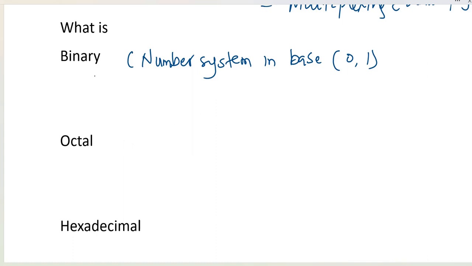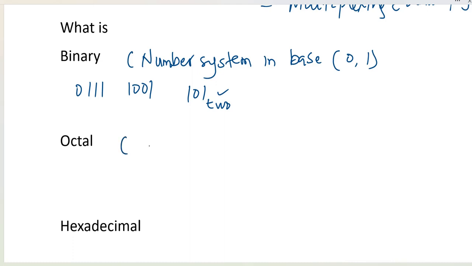Maybe an example of a binary number, we can have 0, 1, 1, 1, 0, 0, 1, 1, 0, 1. As long as you see zeros and ones, all these are binary numbers. Or they can be given a base 2 down there.